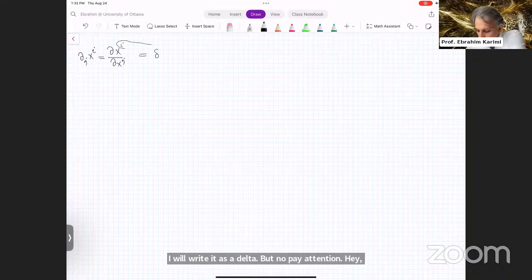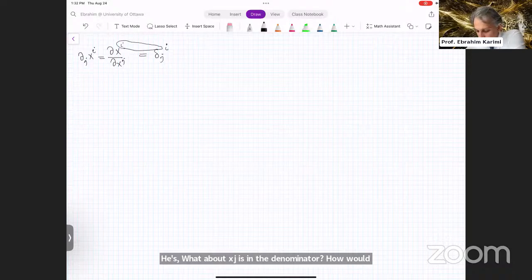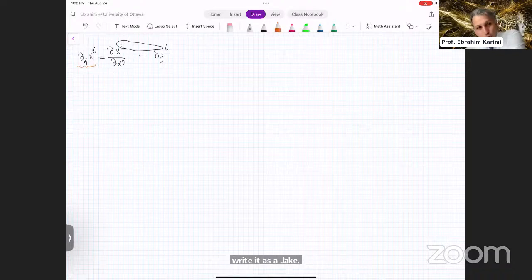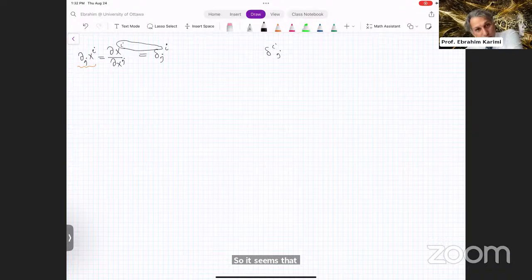So i is a superscript. What about xj, which is in the denominator? I will write it as a subscript j. So if you forget, just pay attention to the short notation. It is the derivative with respect to j of xi. So it seems that delta ij, what's that?